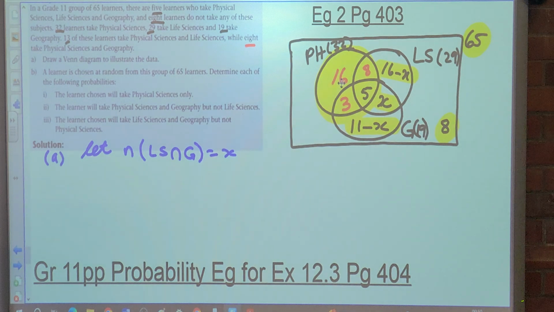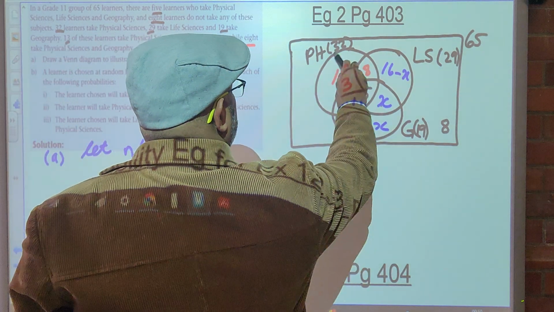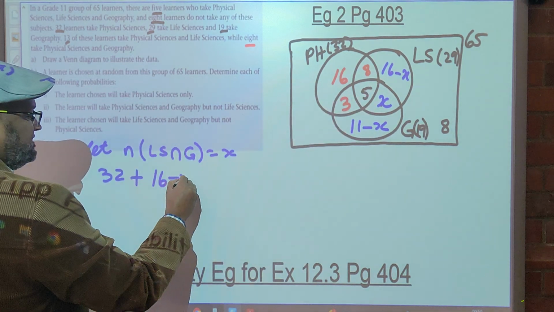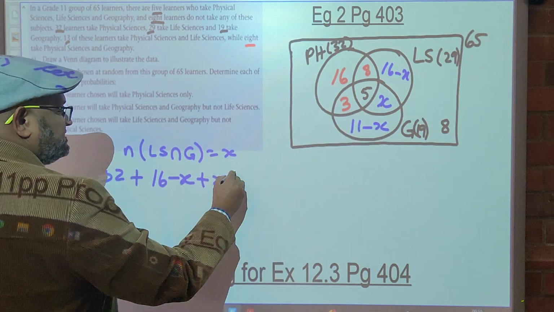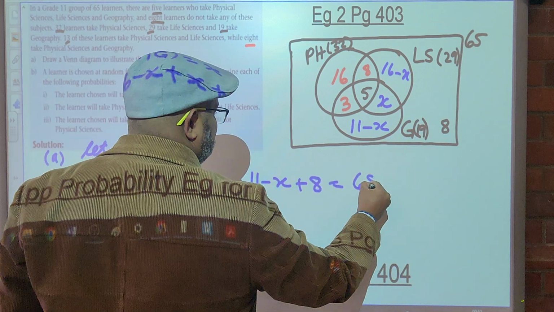Otherwise, if you're that kind of girl that wants to write 16 plus 8 plus 5 plus 3 plus 11 minus x plus 16 minus x plus 8, it's no problem. Okay, you'll just think there's something wrong with you, but it's fine. You're going to get the full mark anyway. Whoops. Went too fast. Alright. So let's do that calculation quickly. So it's going to be 32 plus 16 minus x plus x plus 11 minus x plus 8 equals 65.